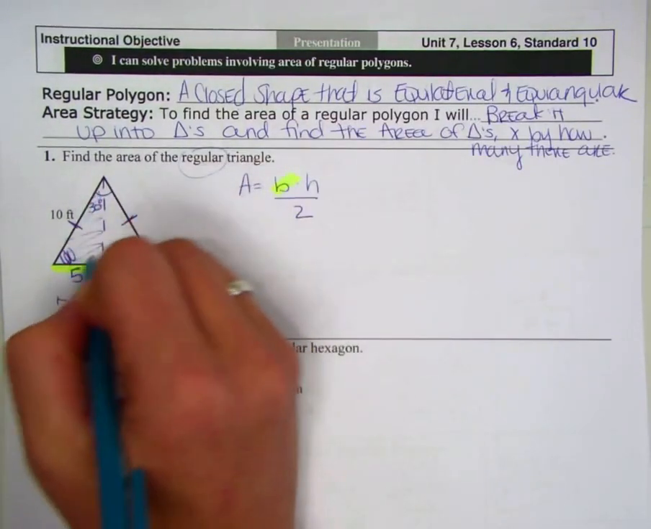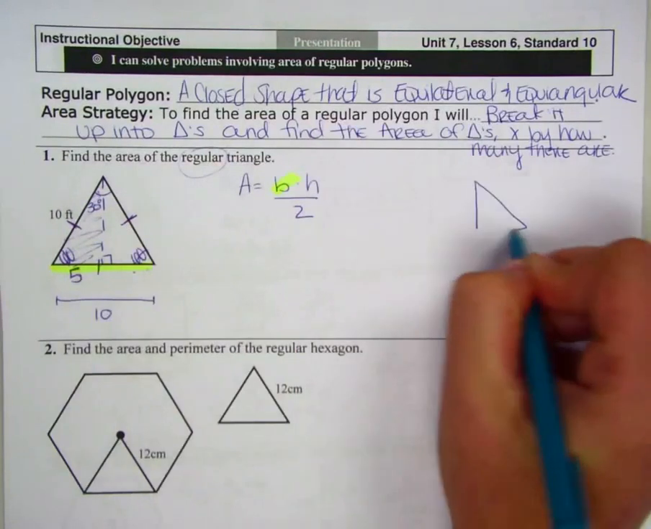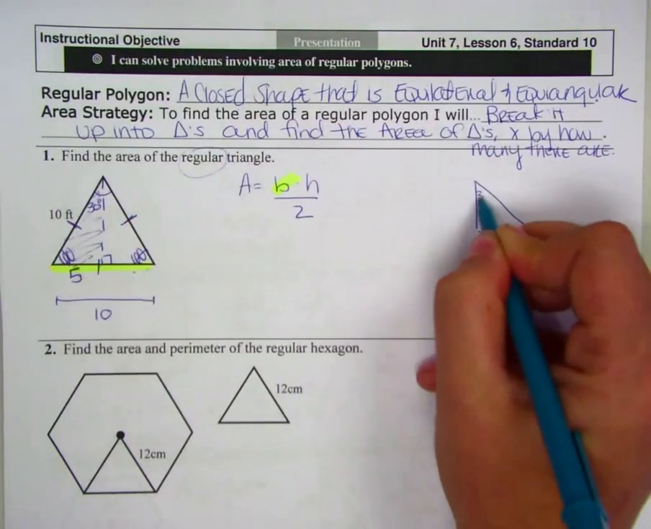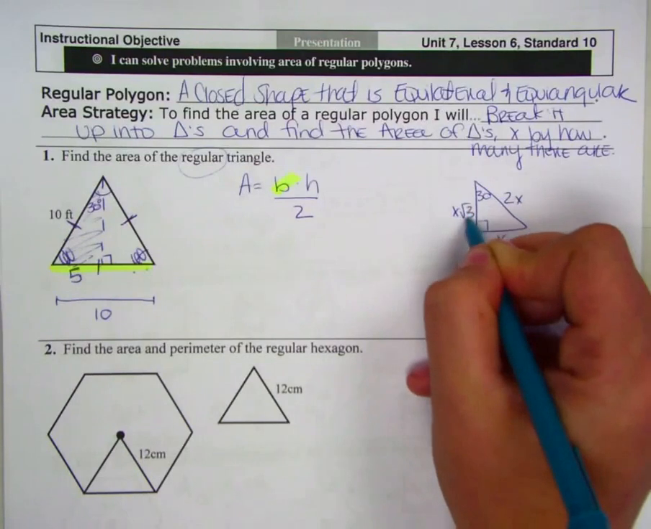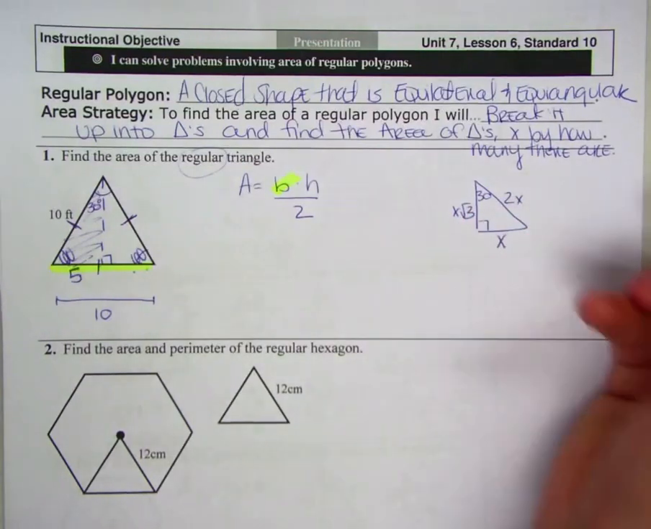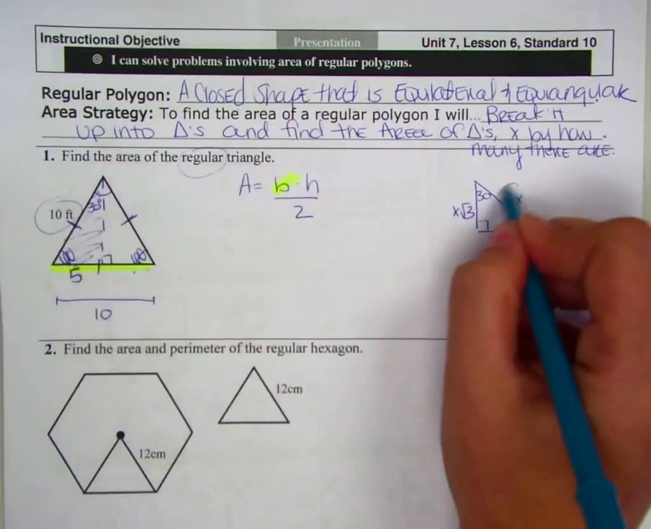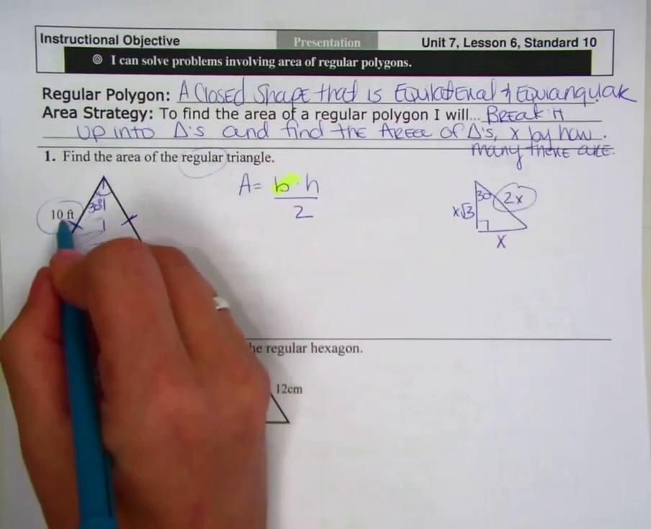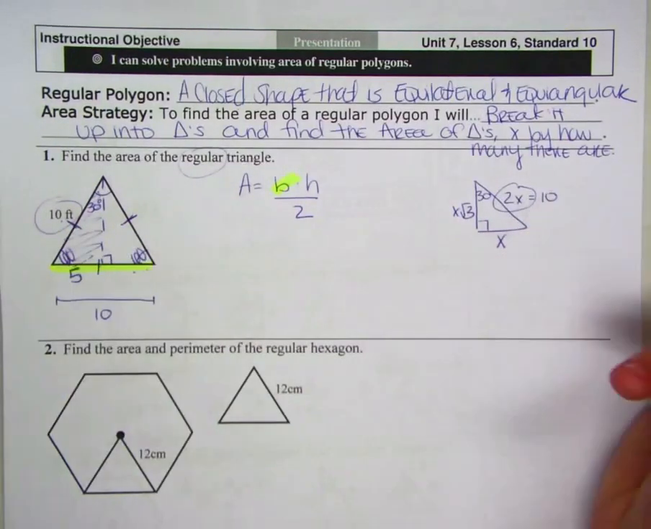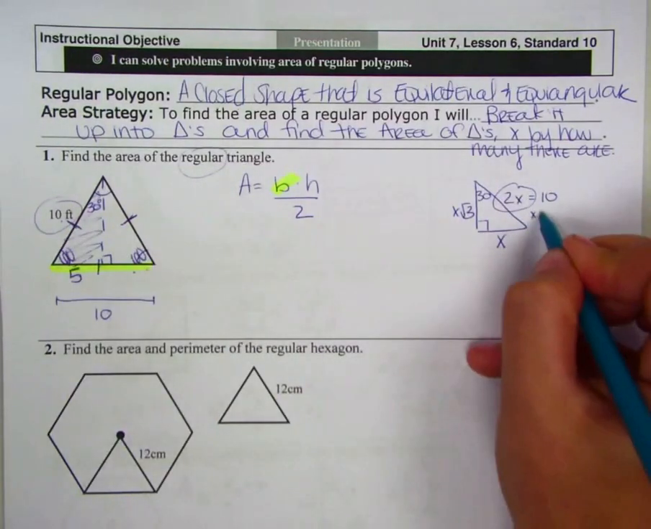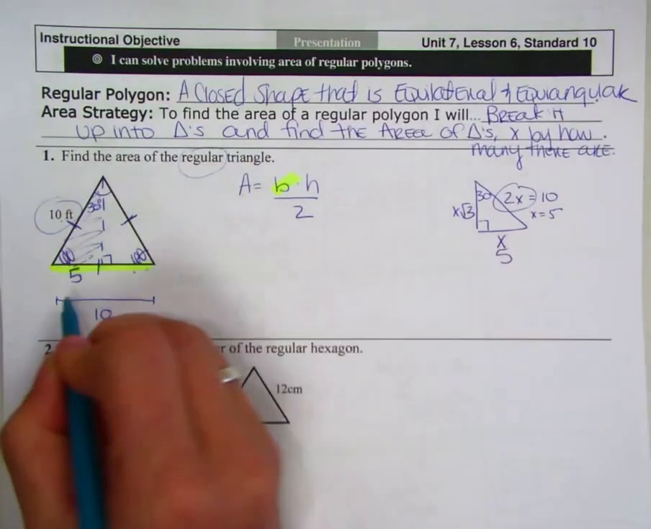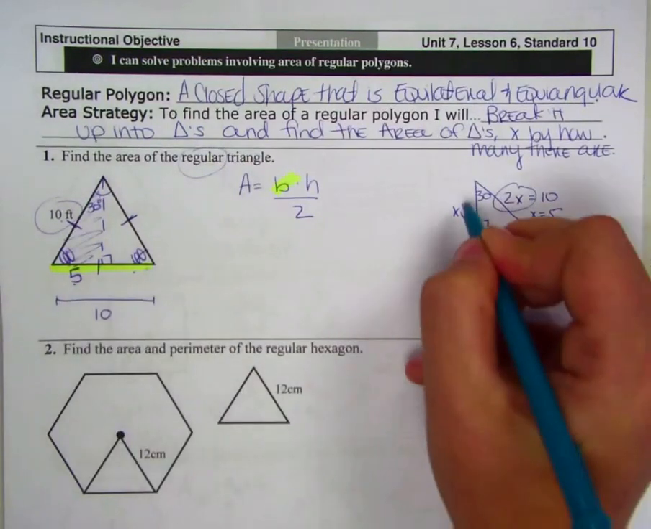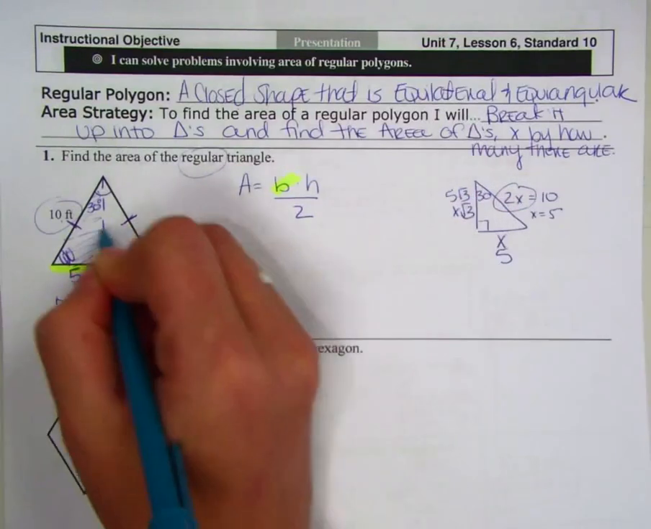Notice this is a 30, 60, 90 triangle: x, 2x, x square root 3. So we need to identify what's been given to us, which is the hypotenuse. So this equals 2x, which means that x equals 5. So this side is 5, which makes sense. And this side is 5 square root 3.